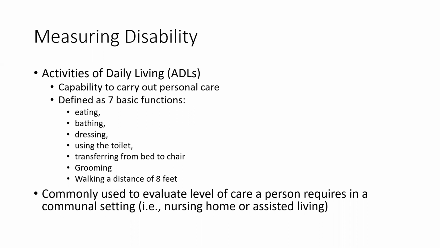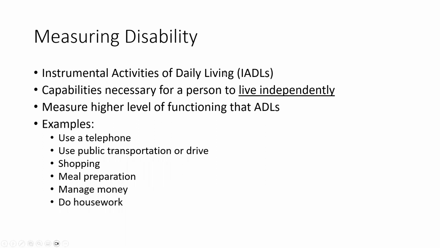So we use ADLs, as well as IADLs, and instrumental activities of daily living focus on a higher level of activity. IADLs really measure, does a person need to be put into an institution, or can a person live independently, not necessarily being institutionalized, but maybe moved into a setting where they have some sort of ongoing care. This really measures a higher level of functioning. ADLs are very basic level functions, whereas IADLs really get at, can you get around and take care of yourself?